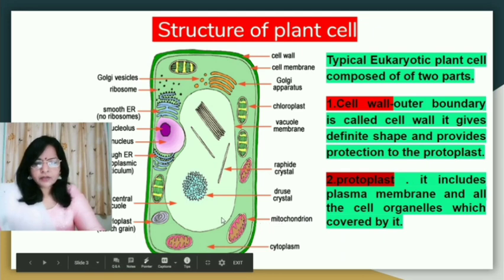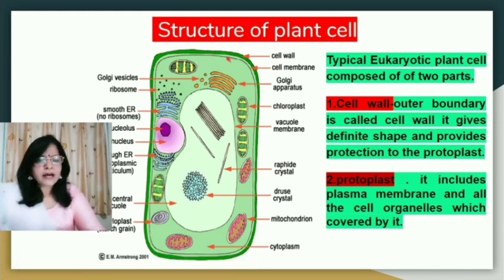Now, I show you with the help of a pointer that this outermost covering is the cell wall of the plant cell. It is followed by the plasma membrane and the inner portion is filled with cytoplasm. In the cytoplasm, many membrane-bound cell organelles like chloroplast, mitochondria, Golgi complex, etc. are present.